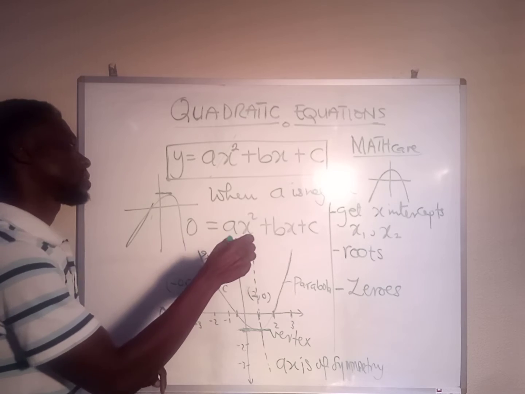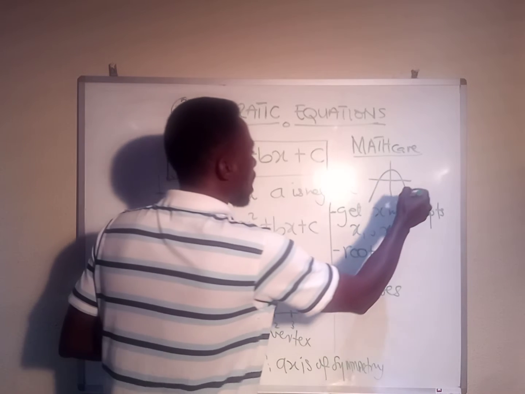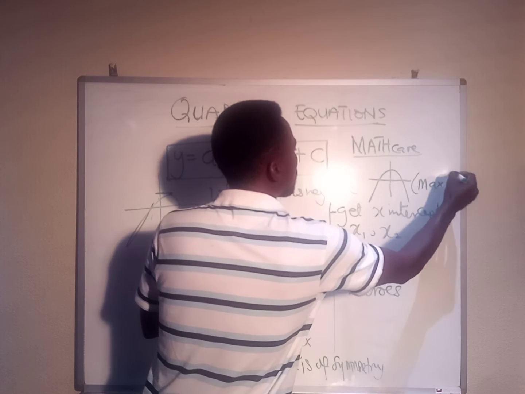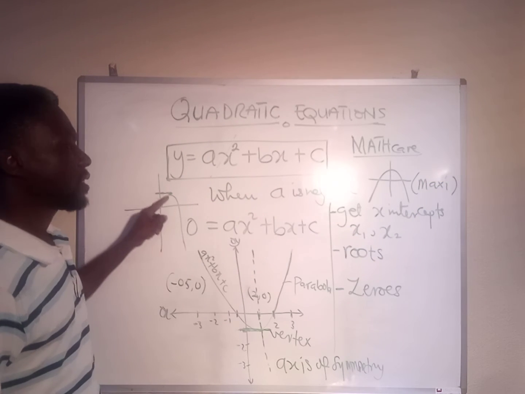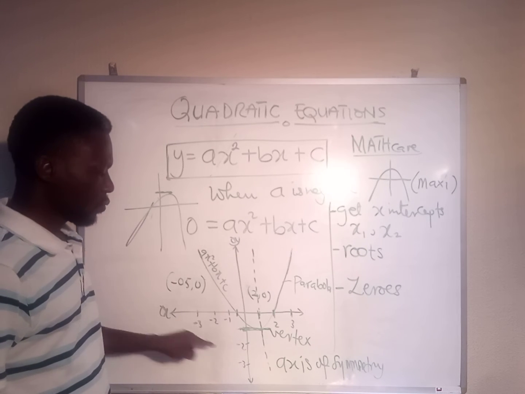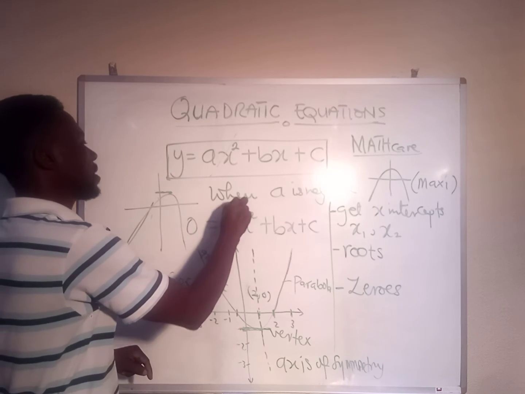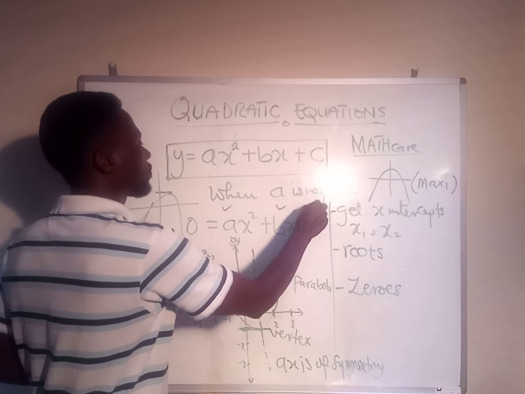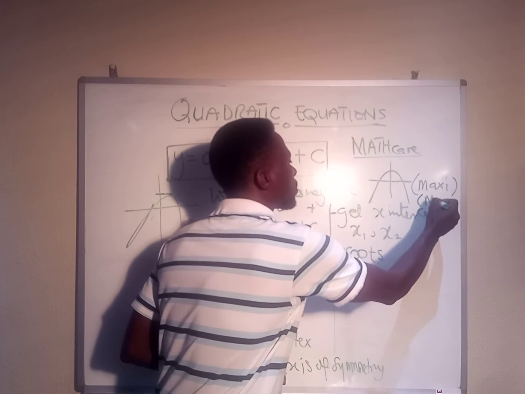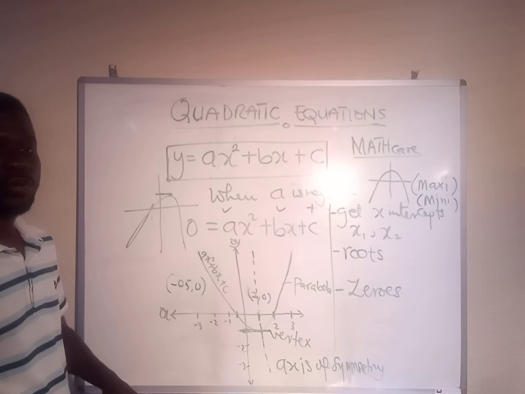So when a is negative, the curve will actually open downwards. That means you will have a maximum value at the vertex, and then the opposite is true. So when a is positive, you will have a minimum value. We shall have a minimum value at the vertex.